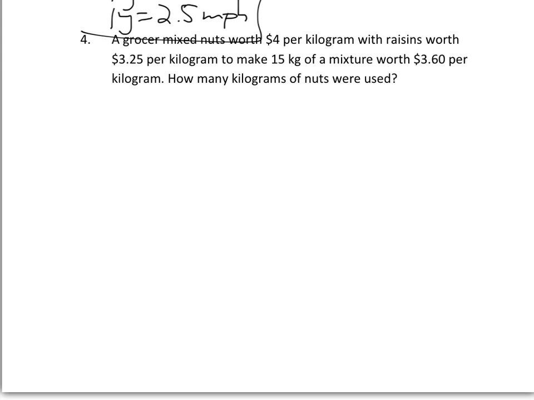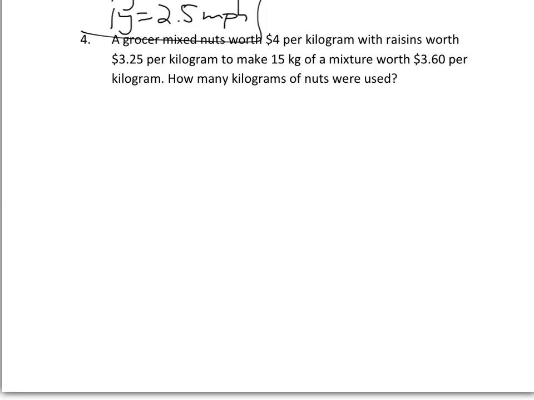Now the last problem I'm going to go through is a mixture problem. Okay, so this same kind of thing applies to chemical problems. So if you come across those, which you will, use the same type of deal as you do for this mixture type stuff. Okay, so you've got nuts worth $4 per kilogram and raisins worth $3.25 per kilogram. You're going to mix them together to make 15 kilograms of mixture worth $3.60 per kilogram. How many kilograms of nuts were used?